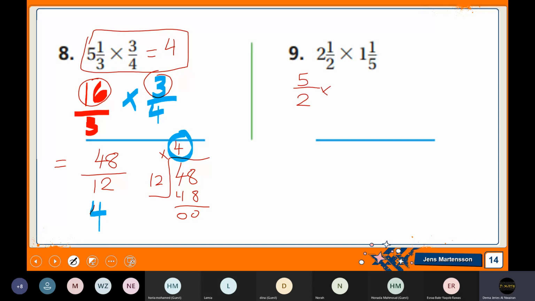Thank you, Lamia. How do you rewrite 1 and 1 over 5 as a fraction? You're going to put 5 as the denominator, and then 5 times 1 is 5, plus 1 is 6. Bravo. Then 5 times 6 is 30, and 2 times 5 is 10. Thank you. Then 30 over 10 equals what?